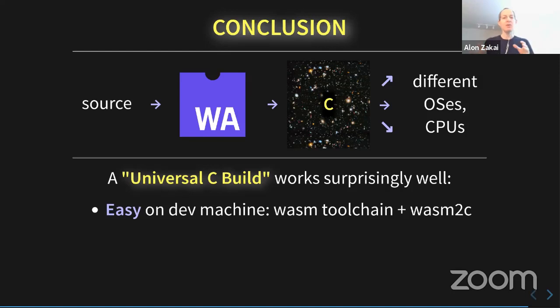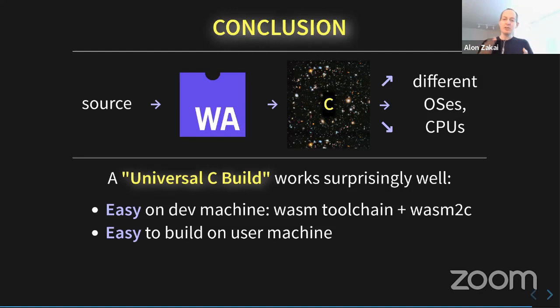So it's easy to do on the developer machine. We saw how easy it is to do. It's literally just a few lines to basically use an existing Wasm toolchain and to use Wasm-to-C. So for the developer, it's very easy. It's easy to build on the user machine, so we still need to build that C code, that's true. But it is sort of the simplest possible compilation. As I said before, it's just one C file, no build system, and it's just plain old C. You don't need a new compiler.